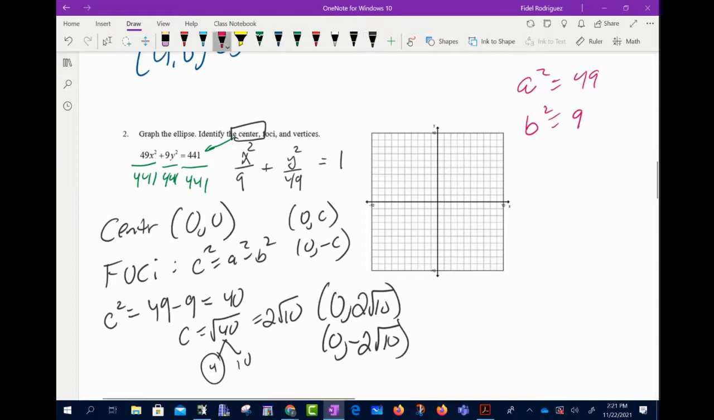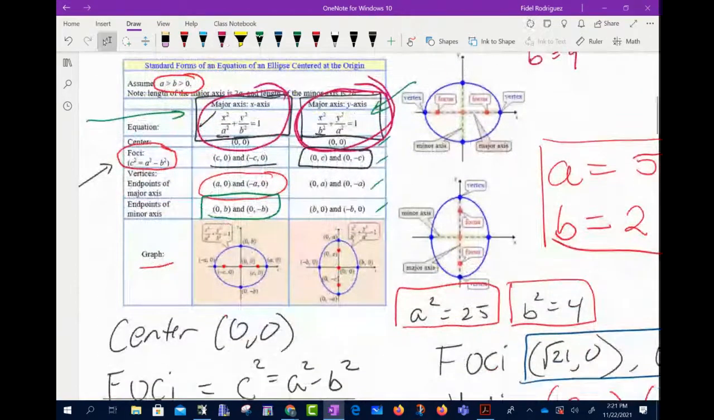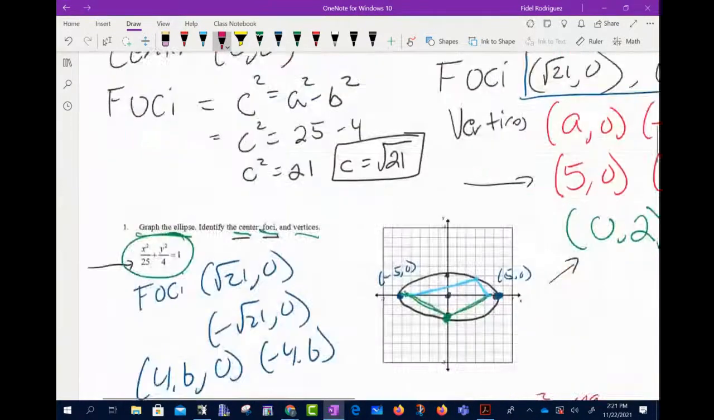So we got our foci, right? Let me just kind of highlight those points there. Okay, we still need to find our vertices. So again, what I'm going to do, I'm going to scroll back up to the top. And I'm going to look at this part right here. So for our major axis, it's going to be 0, a and 0, negative a. And for my minor axis, it's going to be b, 0 and negative b, 0.